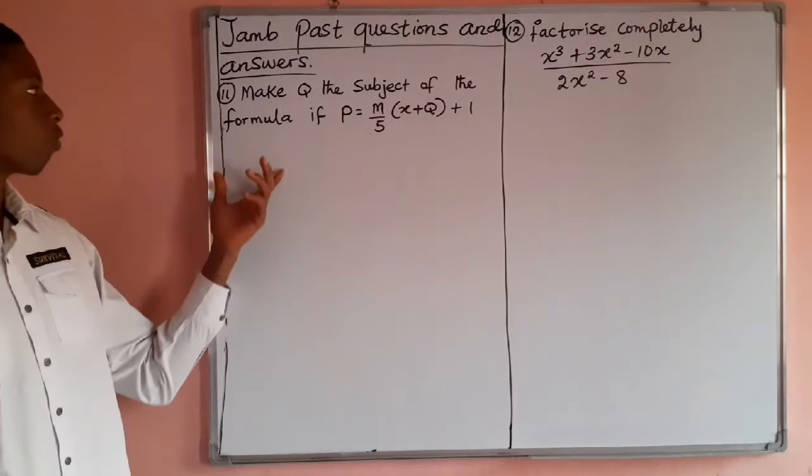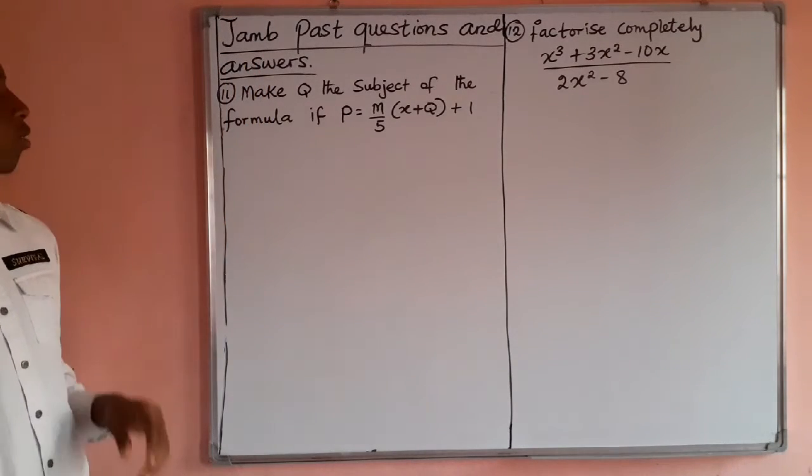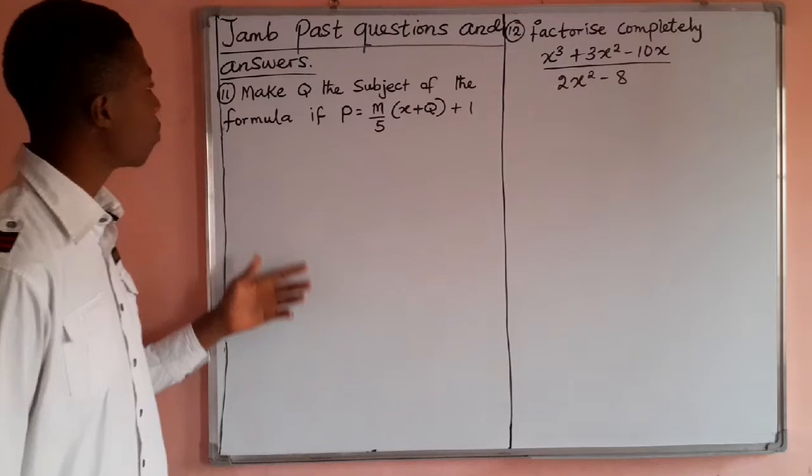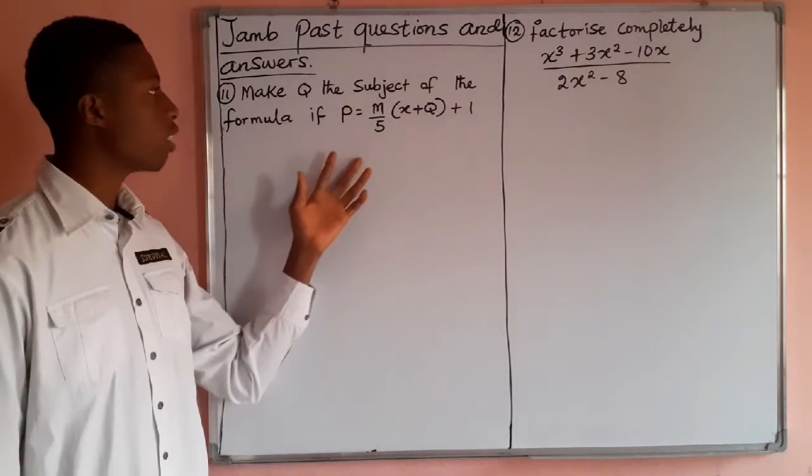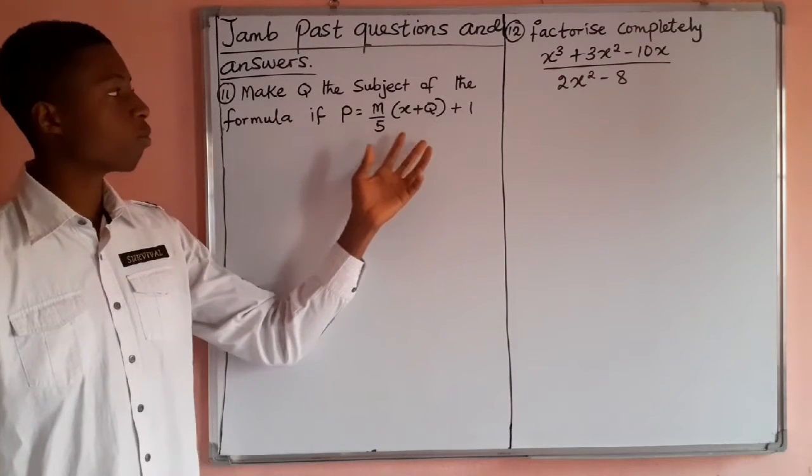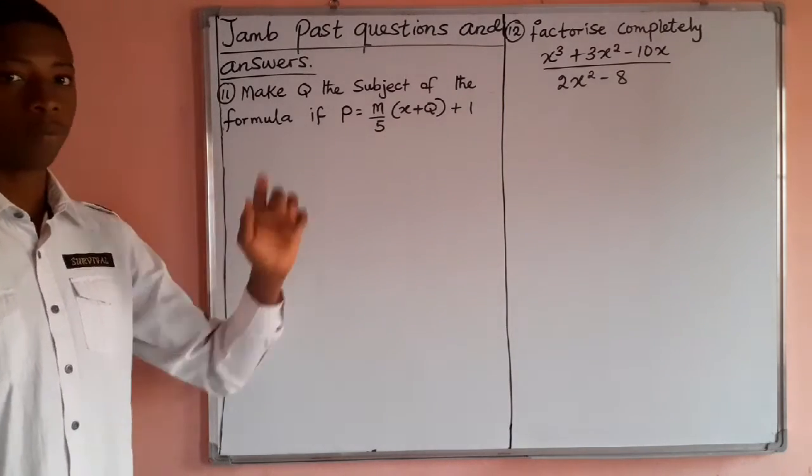Alright, we'll be continuing from where we left off. Today we'll be continuing from number 11. As you can see on the board, make Q the subject of the formula if P equals m over 5, open brackets, x plus Q, close brackets, plus 1.